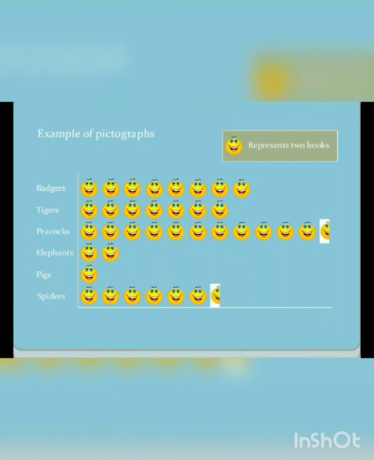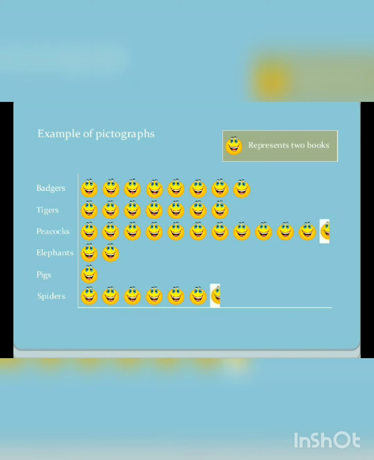Now here is another example of a pictograph. Here one smiley represents two books, and the book names are badgers, tigers, peacocks, elephants, pigs and spider. For badgers, we count the symbols: 1, 2, 3, 4, 5, 6, 7 and 8. One symbol represents two books, so 8 multiplied by 2 is equal to 16. And tigers 14, and peacock.